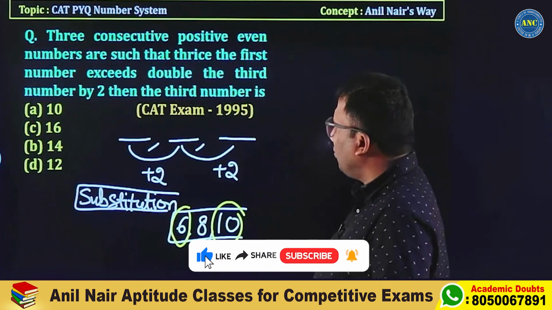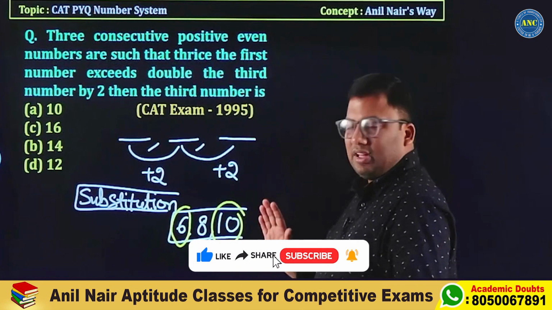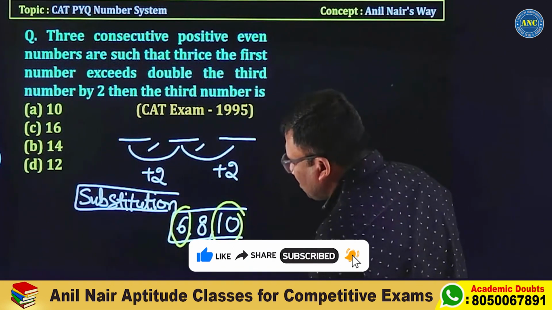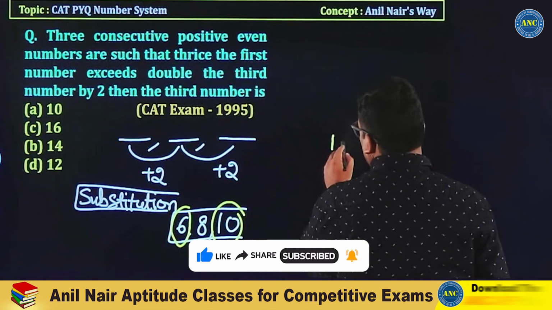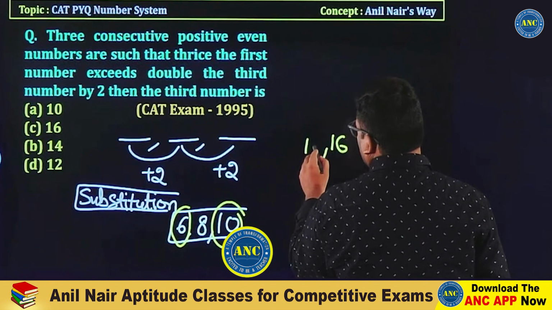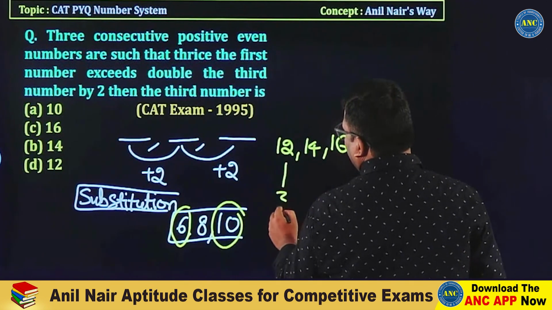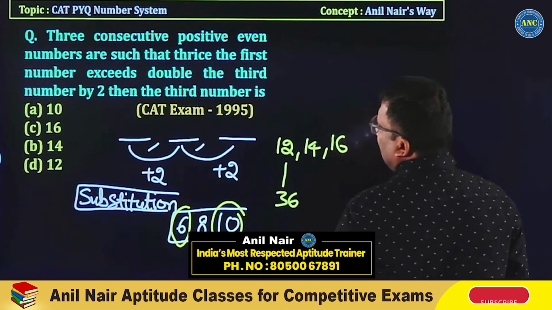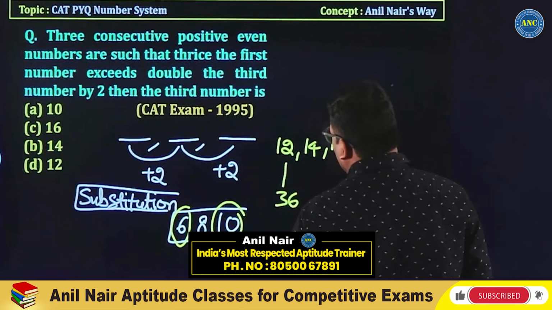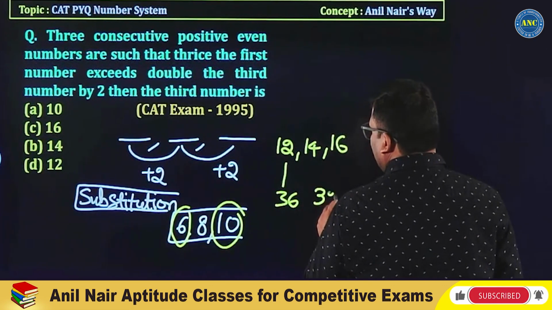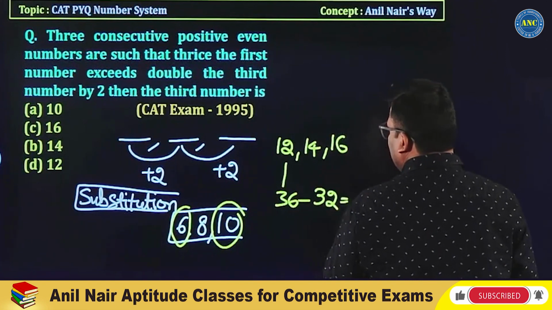3 consecutive positive even numbers. Let me take 16. If it is 16, this will be 14 and this will be 12. 3 times the positive number, 3 times 36. Double the third number, 16 twos are 32. Difference is 4.